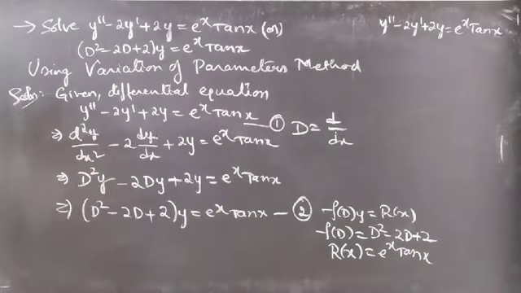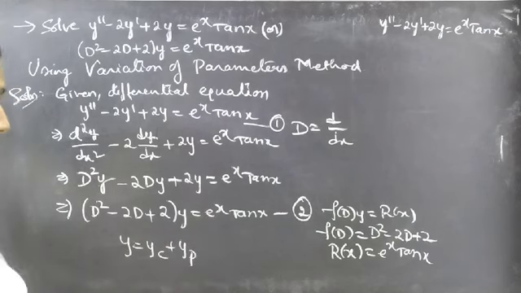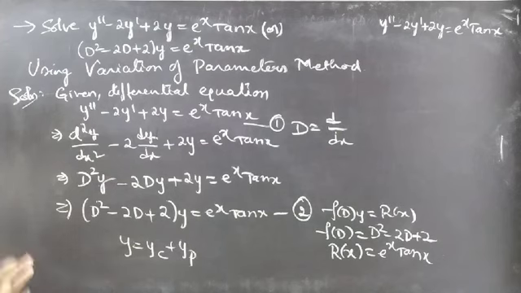Now we'll find the general solution of 1 or 2 using the formula y equal to yc plus yp. First we'll find yc using the auxiliary equation, and later we'll find yp using yc. Let's see how to find yc and yp. First we'll begin with the auxiliary equation.